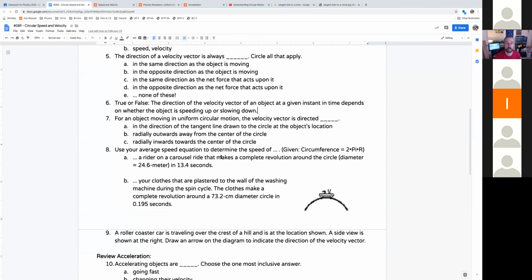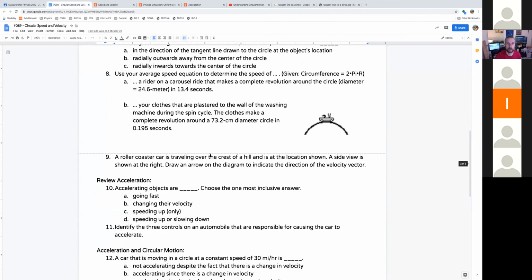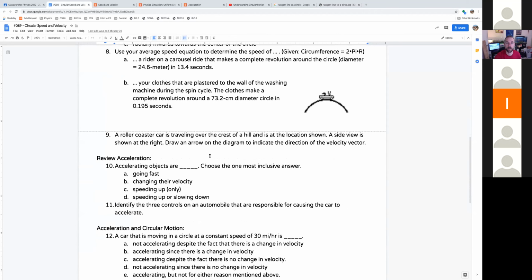Okay, so let's go through number 8. All right, average speed equation to determine the speed of a rider on a carousel ride that makes a complete revolution around the circle. We're given a diameter, and we're given the time that it takes that rider to travel through.